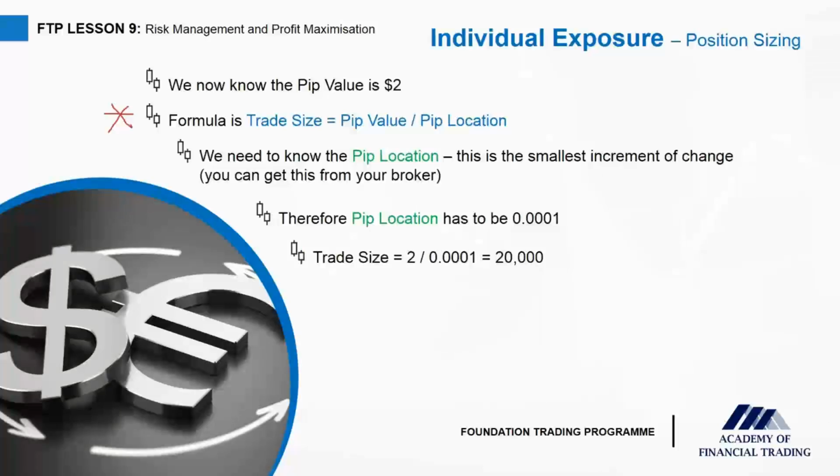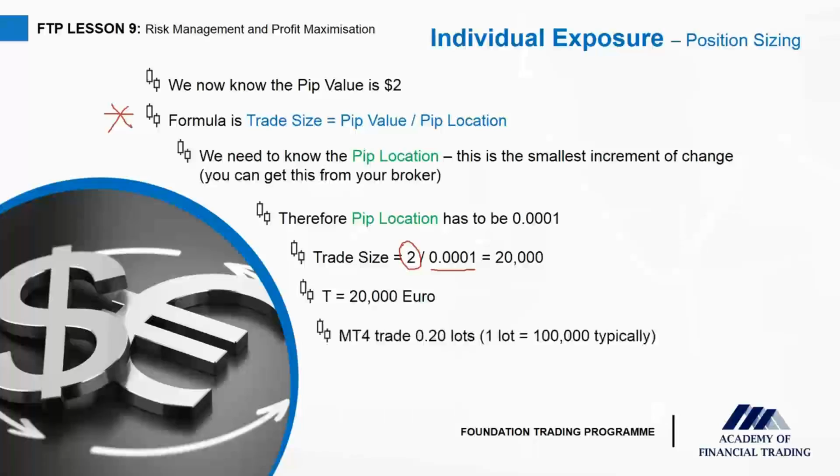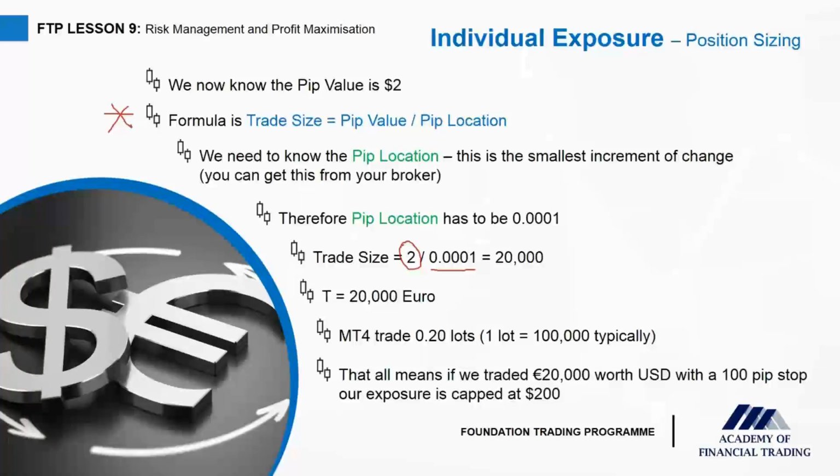We knew that bit. And we also know the pip value. We've worked that out already. It's $2. So we just put it in. So the pip value is $2. We divide it by the pip location, divided by 0.0001, and it gives us an answer of 20,000. Matthew, absolutely right. So the trade size is 20,000. This is the notional trade size. If you put on a trade size of 20,000 euros worth of dollars with a 100 pip stop loss, you're trying to cap your loss to $200. Does that make sense to everyone? You're trying to cap your exposure to $200.